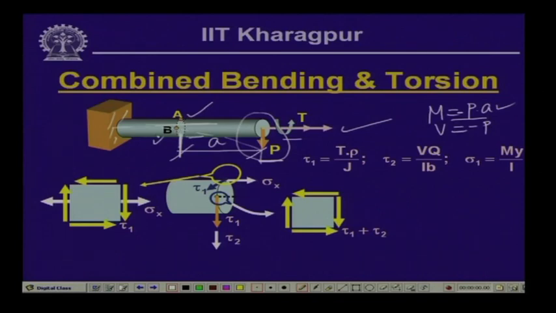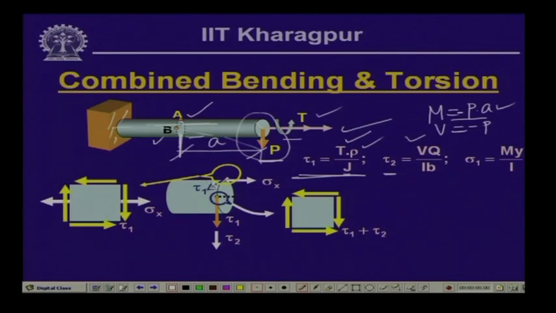Now, as you know, at point A, because of the twisting moment there will be a shearing stress tau 1, which is equal to T times rho by J, where T is the twisting moment, rho is the radius of the outer point, and J is the polar moment of inertia of the cross section. Also there will be shearing stress because of the shear force V, but at point A, which is on the top surface, as we have seen the shear stress because of the shear force is equal to 0. So only contribution of the shear at point A will be from the twisting moment.